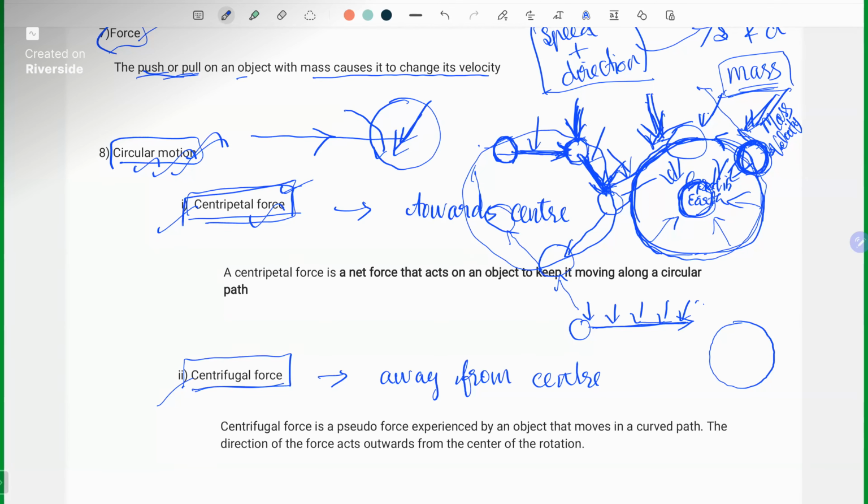Similarly, if we hold a ball in hand and keep rotating it, for example, I'll give you another example. Car. When we drive in a car and we take a sudden turn, right turn, we'll be moving towards left. Am I right? So when you take a left turn, you'll be moving towards right. When you apply sudden brake, you'll go front.